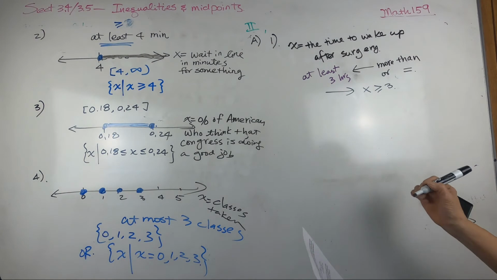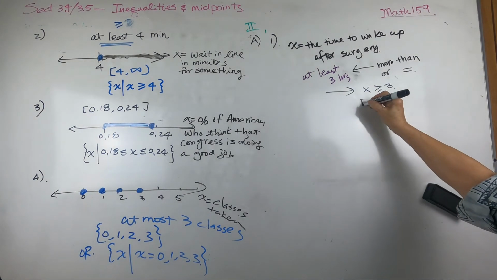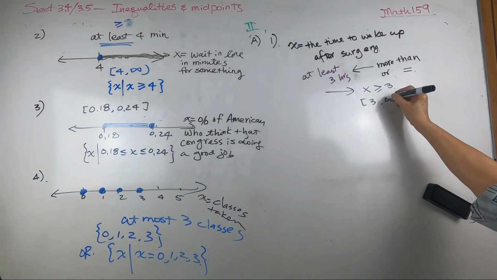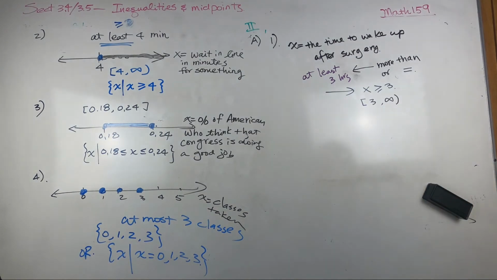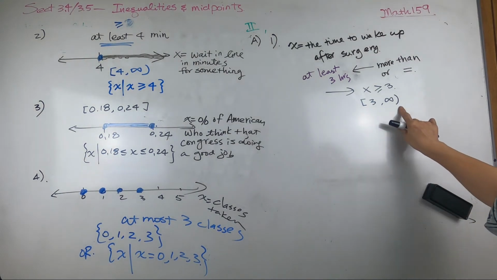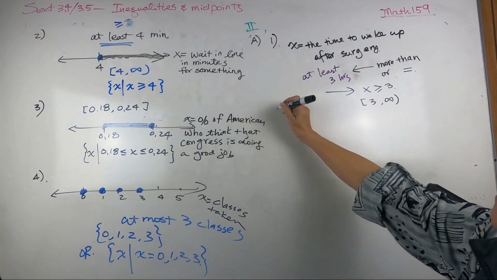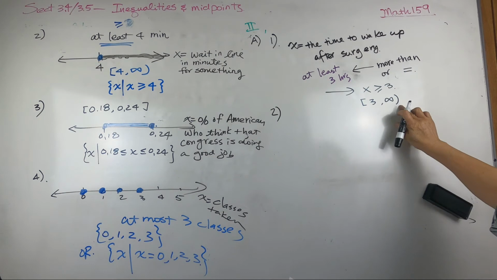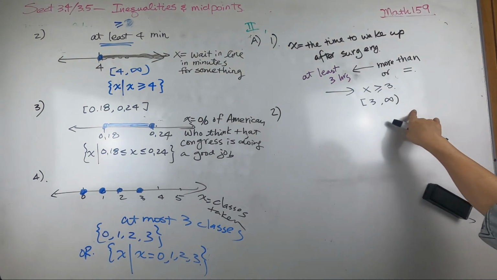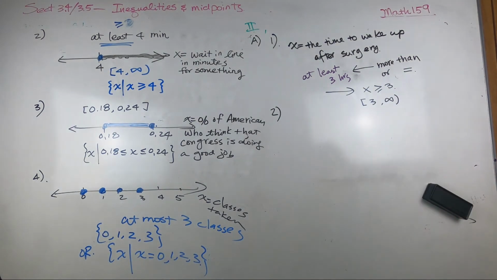Okay? If you write it in interval notation, it would be what? 3 to infinity. Hopefully not infinity. That person will be in a coma, right? But possible. So that's the time to wake up after the surgery. We show it in math this way.